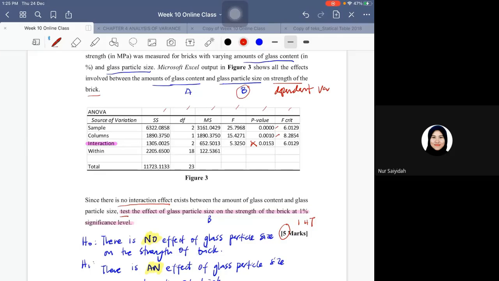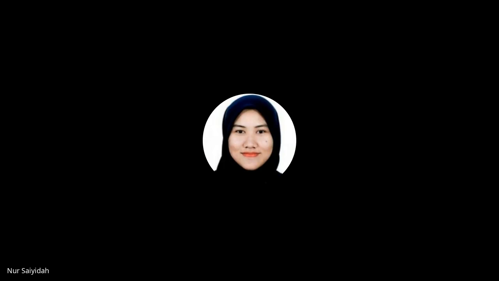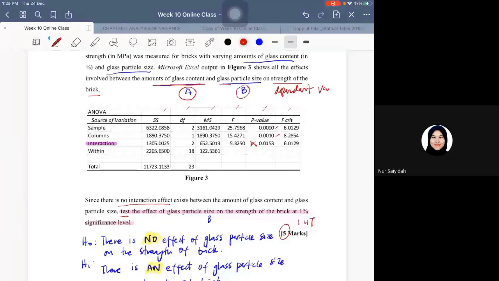Usually in the question, how they are going to put this into Excel is going to be according to what's written. Here it mentions amount of glass content first, so we assume it's going to be factor A. And then it mentions the second factor, which is called factor B. In the case of Excel, it's going to follow that sequence as well. So at the top is going to be factor A, and this is going to be factor B. We are testing factor B right now, which is glass particle size. So therefore, we are going to take this p-value, which is 0.0010 or 0.001.